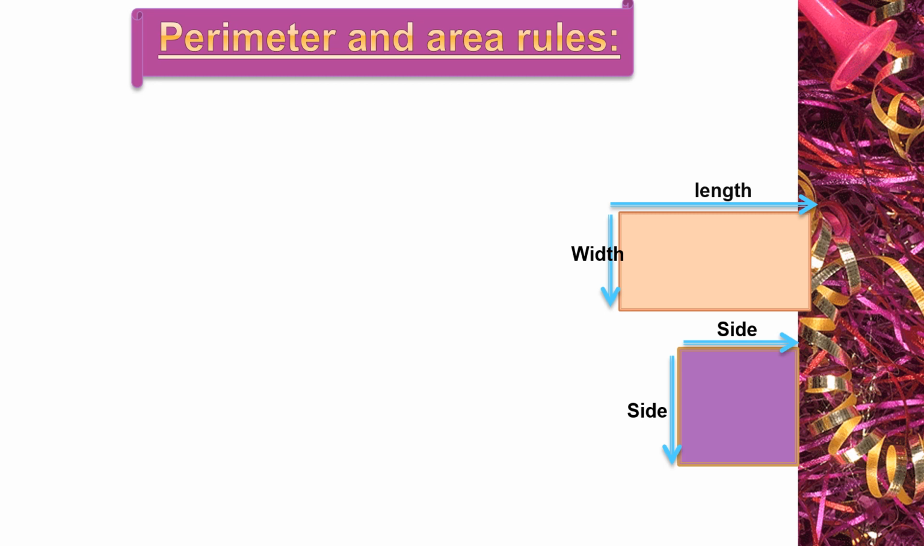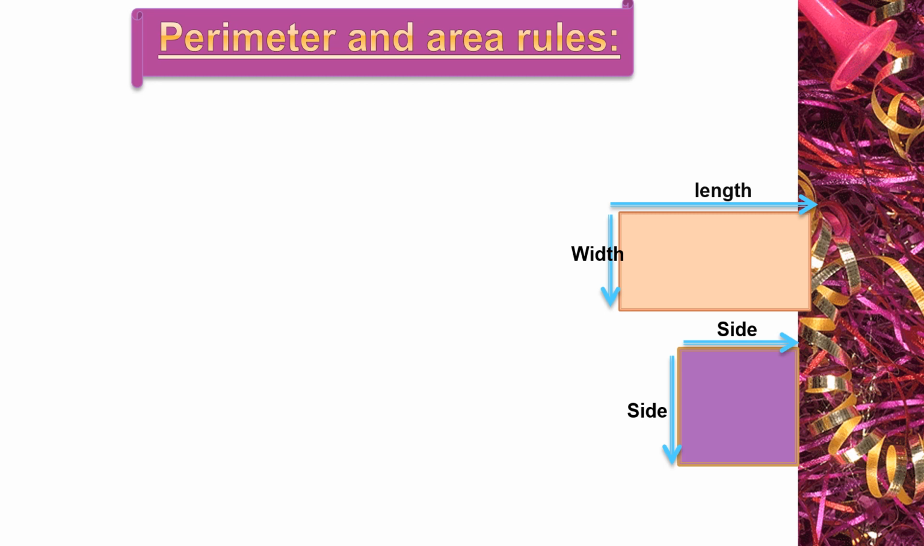In a rectangle, we have two long sides and two short sides. When we measure them, we call the long side length, but the short side we call width. And here in a square, I can't say length and width. Why? Because all sides are equal. So this side equals this side, equals this side, and this side.